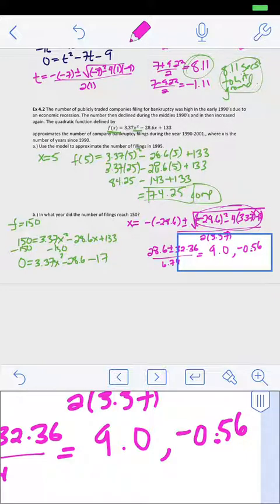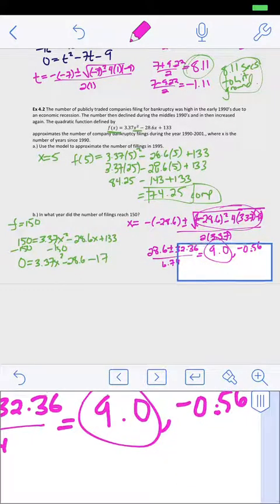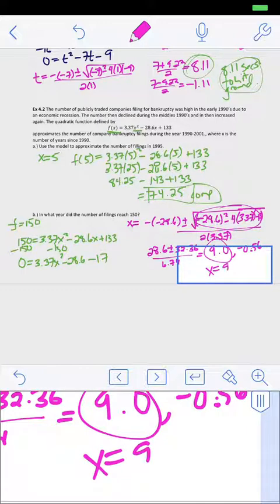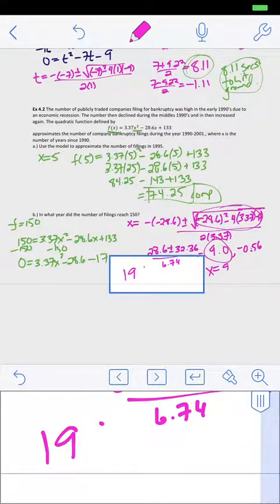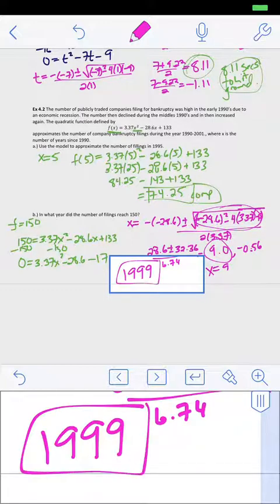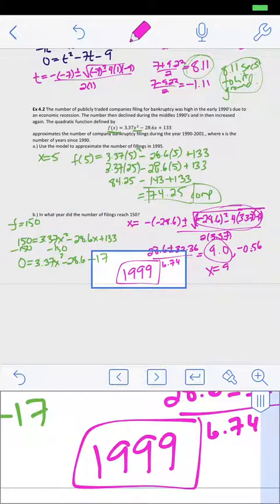Which one of these would make sense as an answer for the years? Years would probably be 9. So 9 years. So x equals 9. 9 years from 1990 would be the answer of 1999. That is when we had 150 bankruptcy filings.